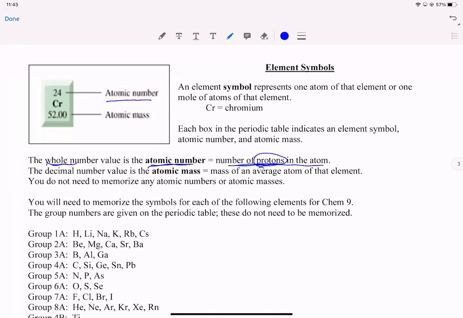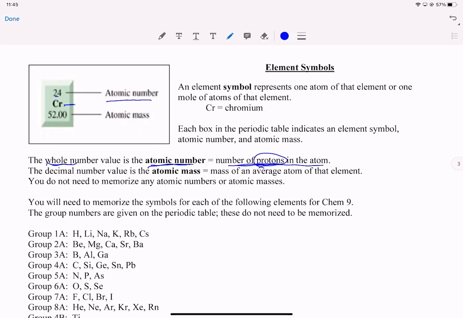So it's a subatomic particle with a positive charge. Okay, and we can't see those. You can't see those to count them. So that is given as the atomic number. Every single element has an individual atomic number. It's like an address.